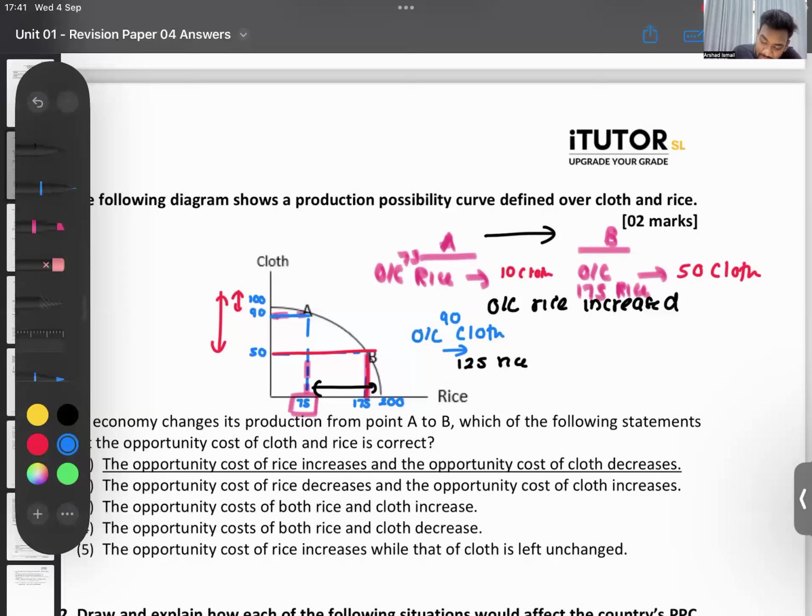Then at point B, what is the opportunity cost of producing cloth? At point B, you're producing 50 clothes. What's the opportunity cost of producing 50 cloth? When you're producing 50 clothes, you can produce 175 rice. How much of rice can't you produce? You can't produce 25 rice. So then when going from A to B, what's happened to the opportunity cost of cloth?